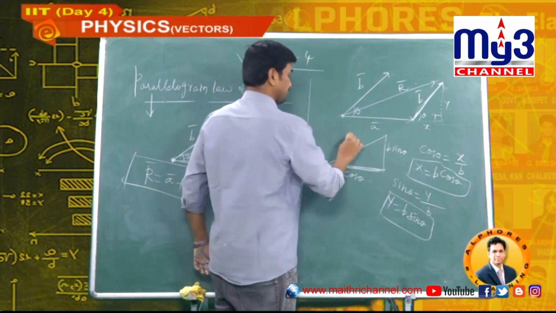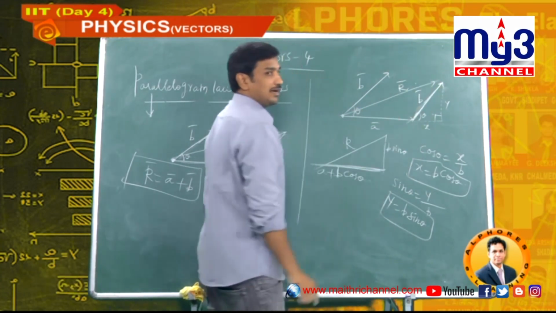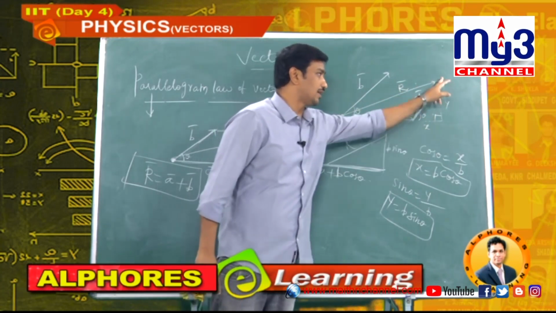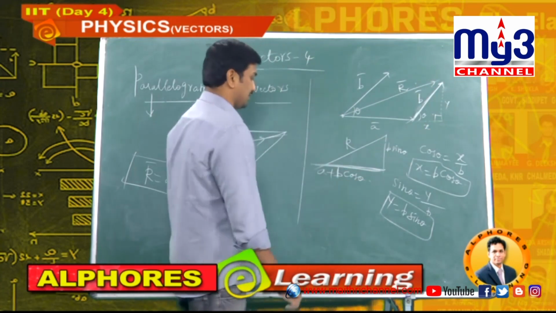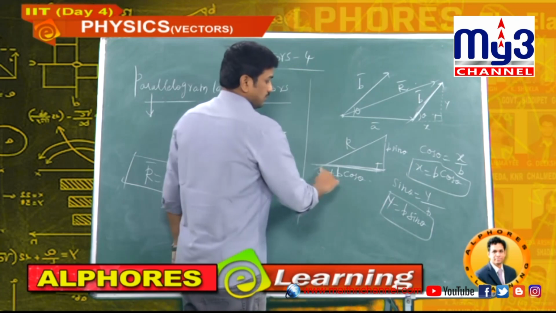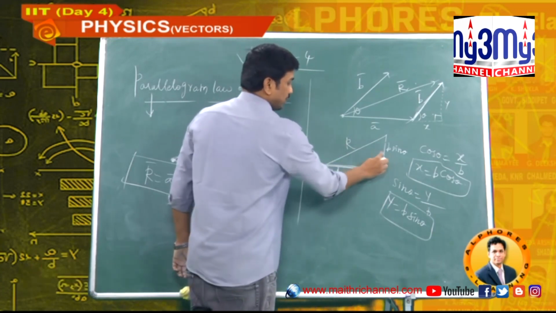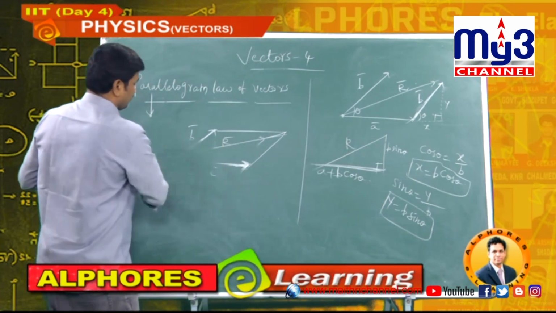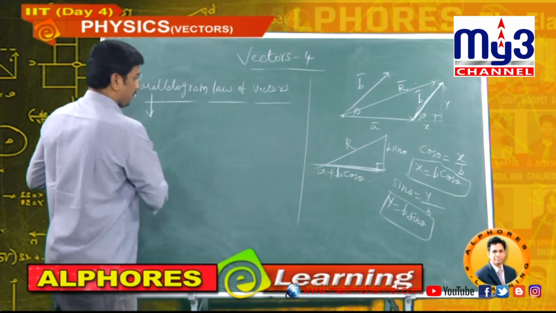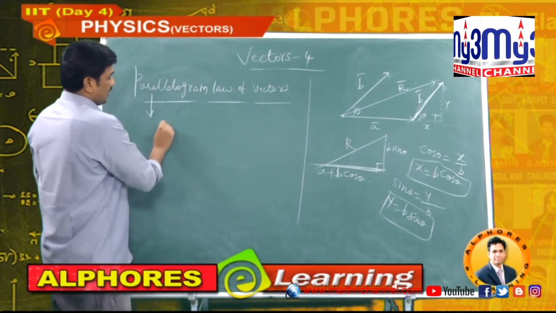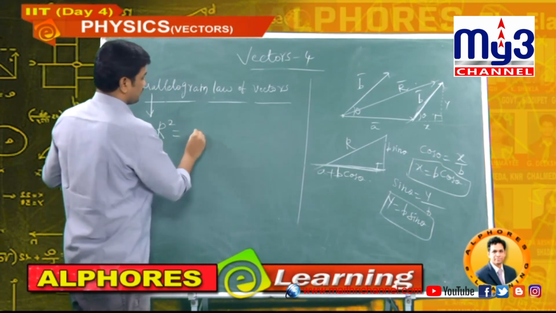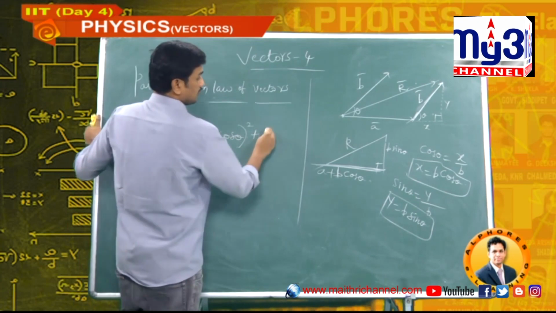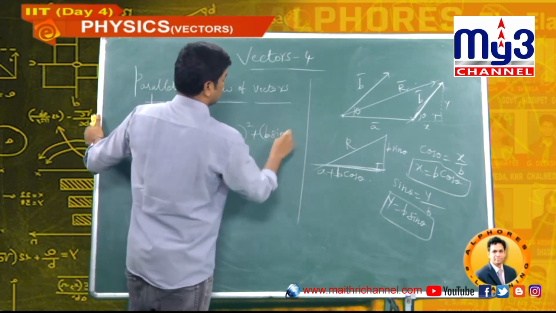Now what about this length? R. I am talking about length, I am not telling vector. Length of this is R. Length of this is A plus x. Length of this is Y. Y is nothing but B sin theta. Now see this, right angle triangle. Side square plus side square is equal to hypotenuse square. Once again, side square plus side square is equal to hypotenuse square. Pythagoras law. See, R square is hypotenuse square: A plus B cos theta whole square plus B sin theta whole square.